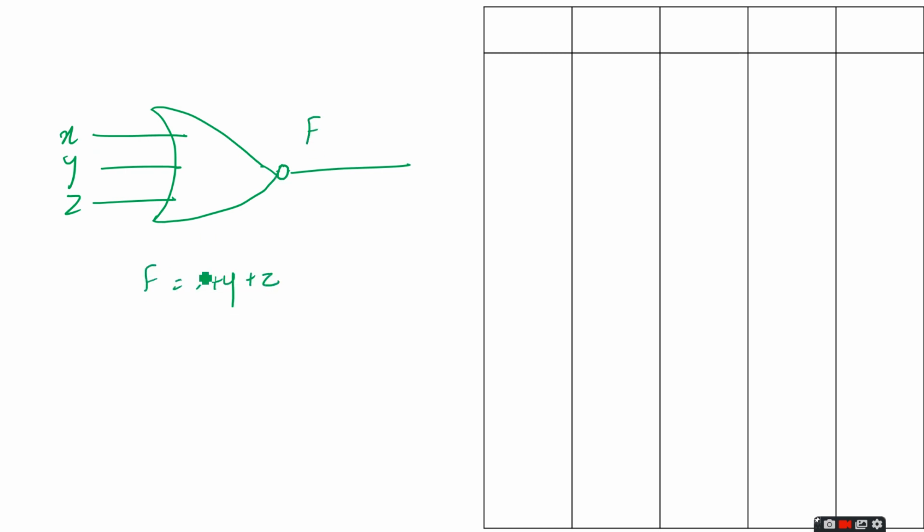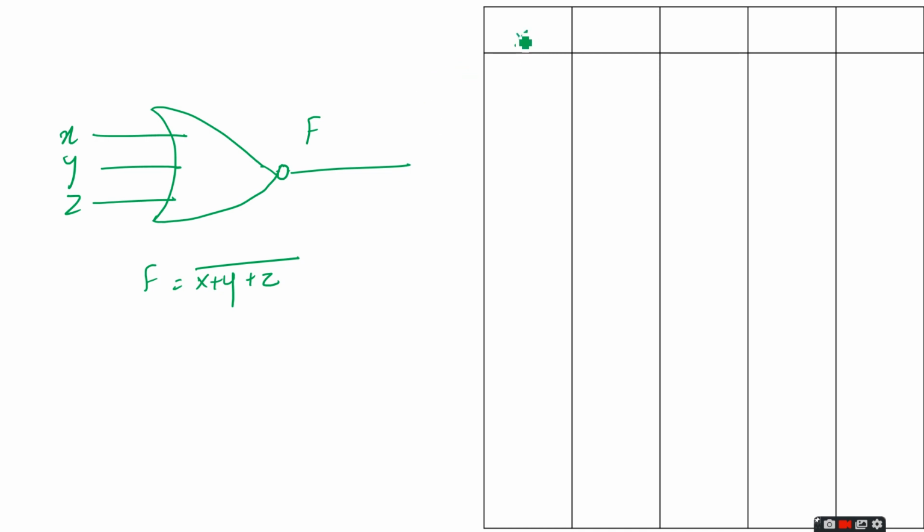So the symbol of NOR gate is this one. First we will draw the OR gate, then a circle. Then we pass three variables X, Y, Z. Then we will get the result F. F equals X plus Y plus Z whole complement.